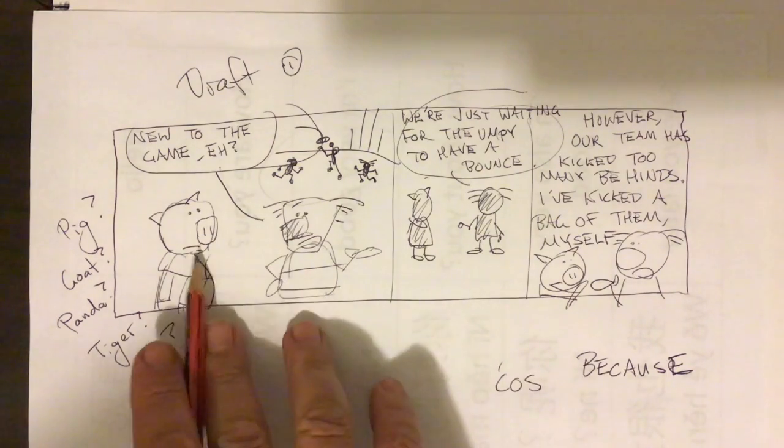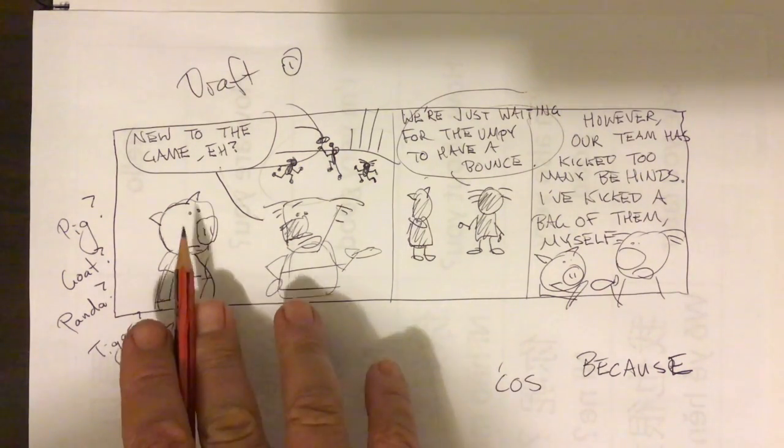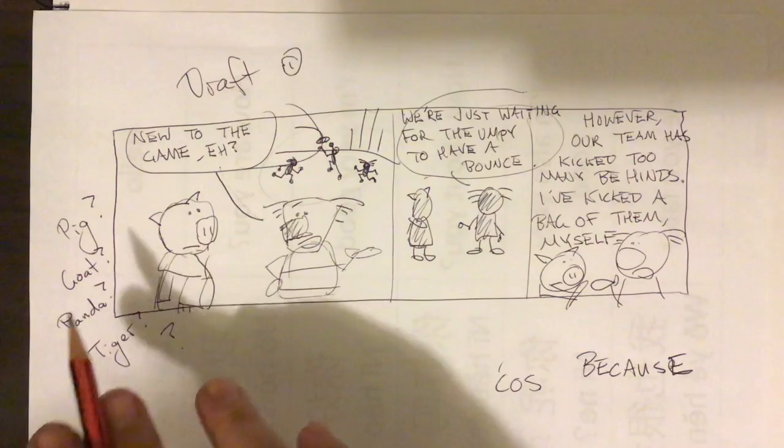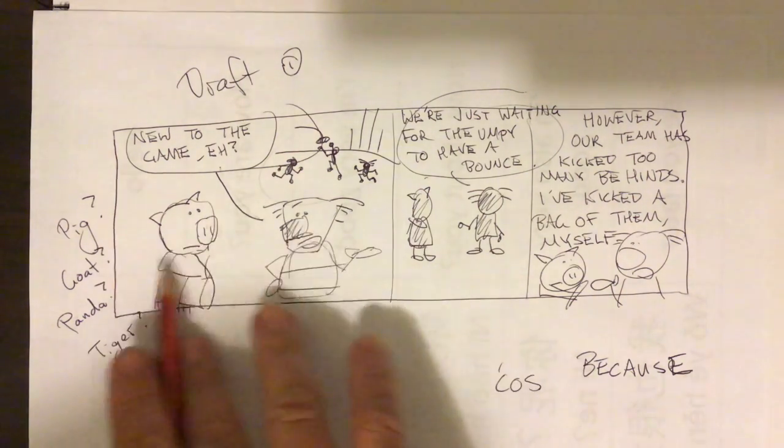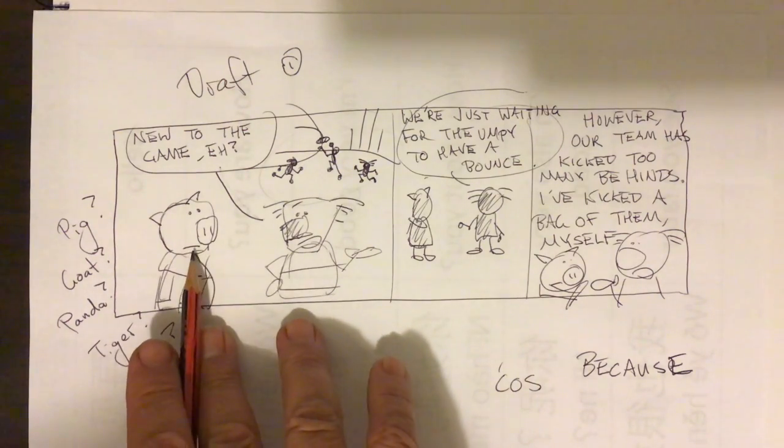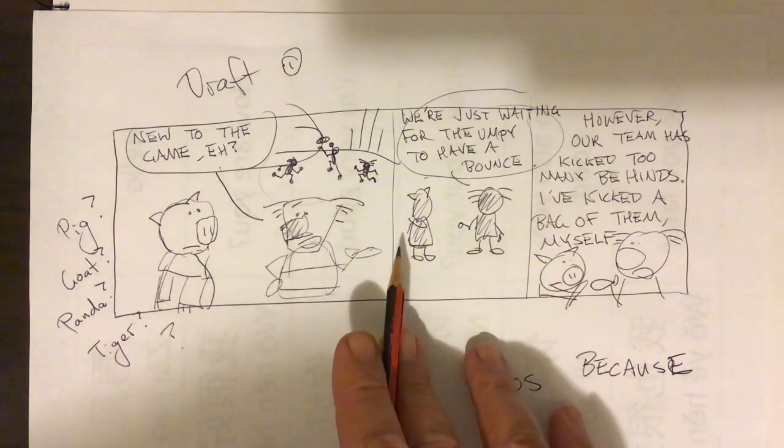I'm really happy with the koala. Not so happy with the pig. I think I might change it to something else, maybe a squirrel or something like that. Something that's obviously not an Australian animal. And I'll make a decision very soon.